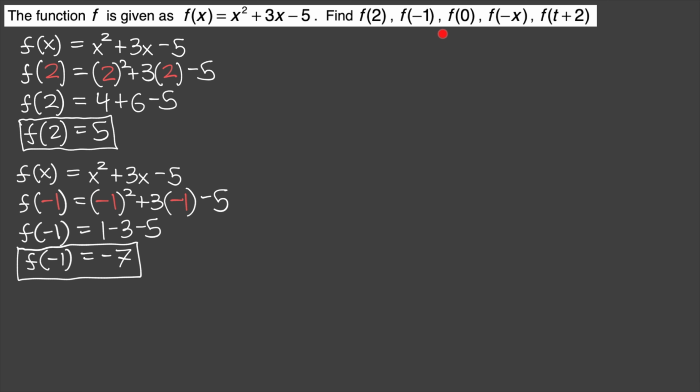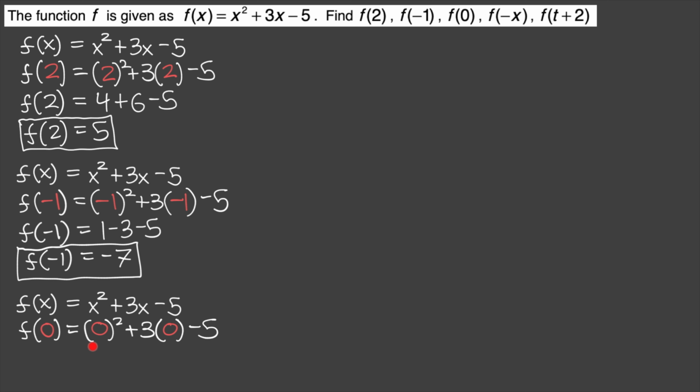All right, next we're going to find f of 0. So f of 0 just means we plug in 0 wherever we see x. So we plug in 0 there, and then we also plug in 0 here for x. Now we simplify. 0 squared is just 0. 3 times 0 is 0. So we have 0 plus 0 minus 5, which is just negative 5. So f of 0 equals negative 5. All right, we're almost there.